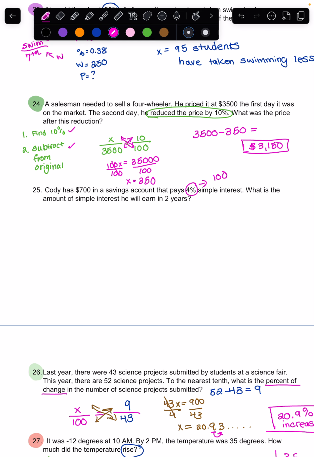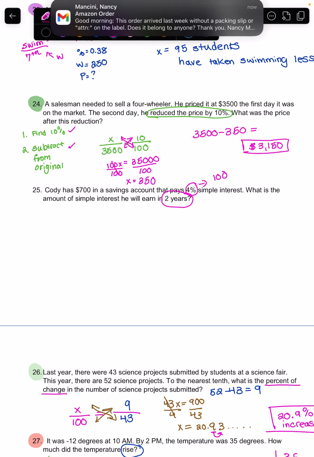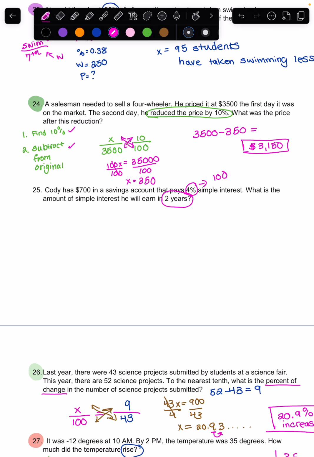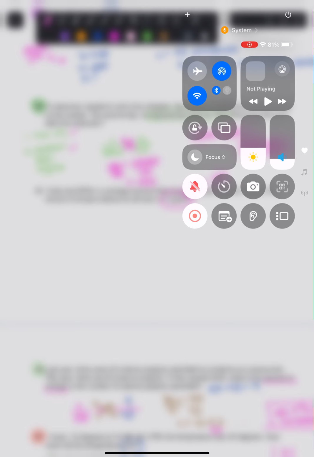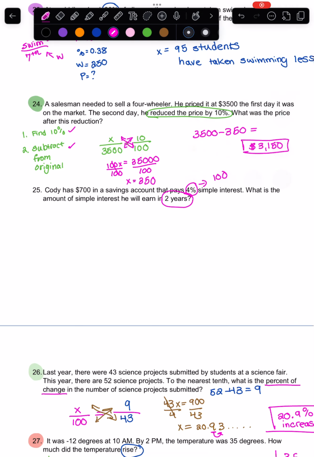Now, the reason why this is a little bit more complicated than our normal percent problems is because of this 2 years. So the 2 years is telling us that we're not just finding the percentage for one time. We're counting it twice, right?